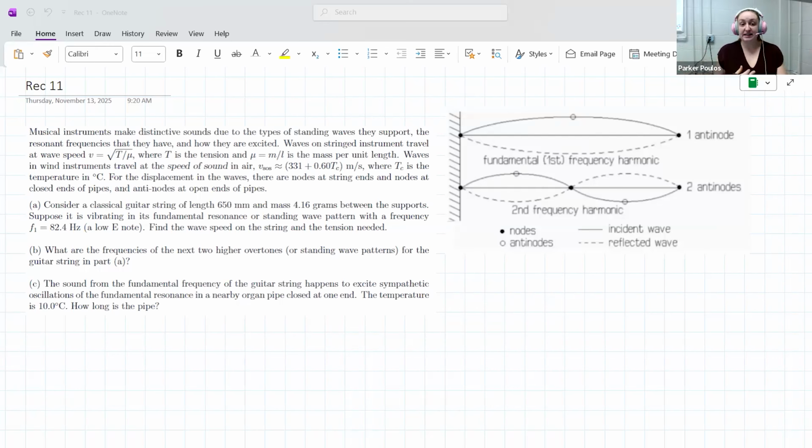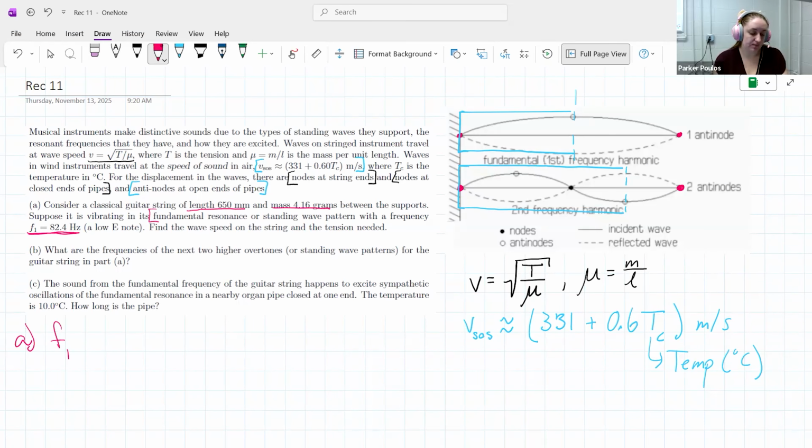We're going to be looking at the kind of base ideas that that video builds on. And that is these fundamental frequencies and these higher harmonics and the standing waves that make them happen. So we're given this fundamental frequency is 82.4 hertz. And our job is going to be to find the speed of the wave on that string and what tension is needed. So we want V wave and tension.